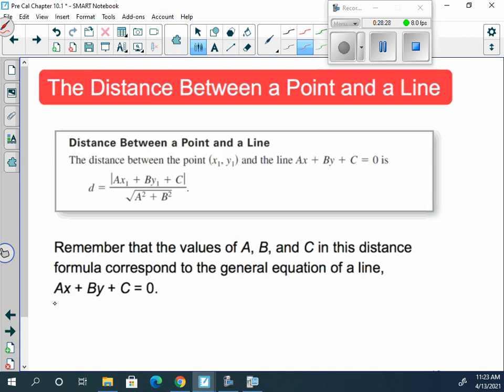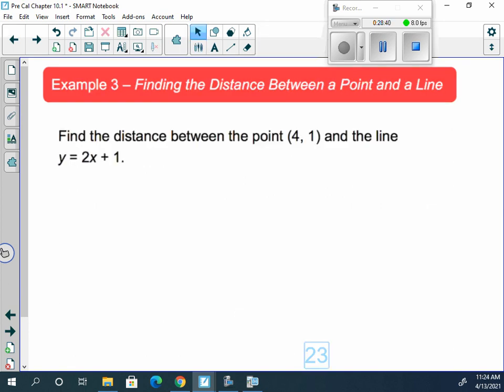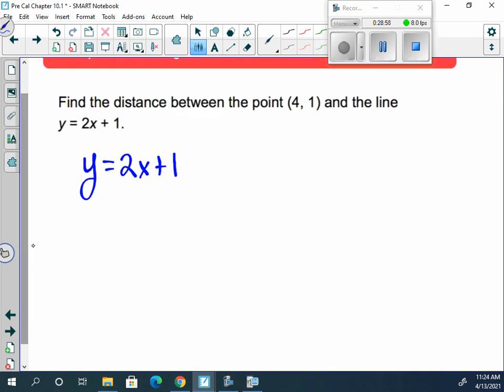Well, the bottom part of this fraction, square root of a squared plus b squared, is Pythagorean theorem, or kind of along those lines. So what we're going to do is find the distance between 4, 1 and the line y equals 2x plus 1. The first thing we need to do is manipulate this and get this equal to 0. So we need to move everything over. So I'm going to subtract the 2x, and we're also going to subtract the 1.